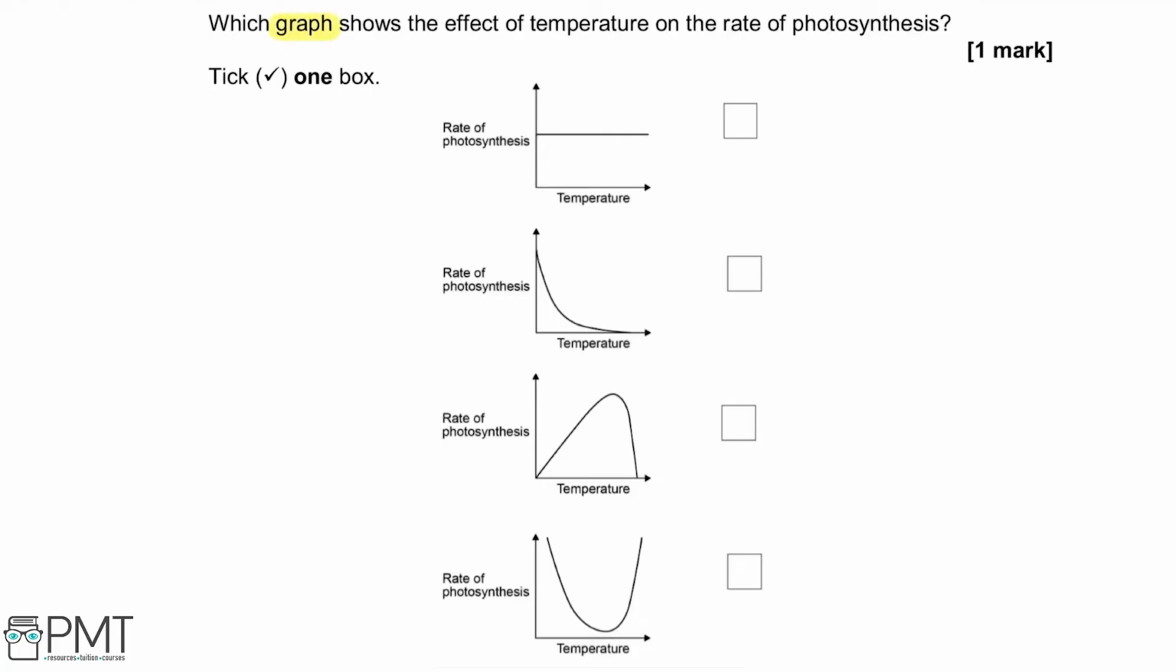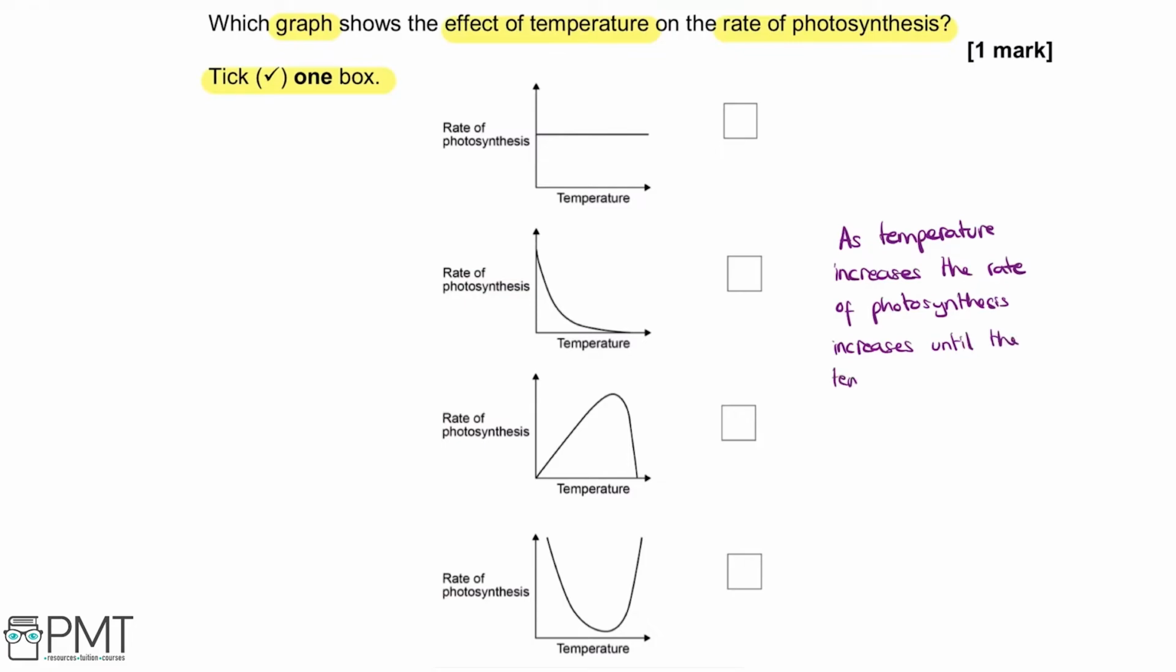Which graph shows the effect of temperature on the rate of photosynthesis? Tick one box. So to be able to answer this question, there's one bit of key knowledge that you need to have, and this is that as temperature increases, the rate of photosynthesis will also increase. However, this only happens up until a certain extent, because eventually the temperature becomes high enough that it's actually doing damage to the plant. Things like dehydration and denaturation can occur.